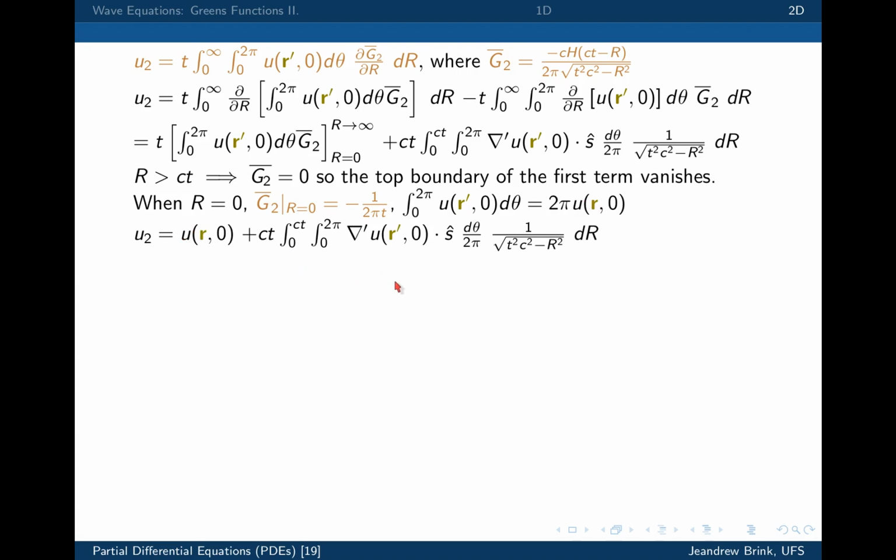Okay, and there's where it stops. So that u2 basically has the idea that it is the initial condition at the origin times ct, which is basically this distance, times the gradient of the function divided by the square root. Okay, and that thing you have to evaluate.